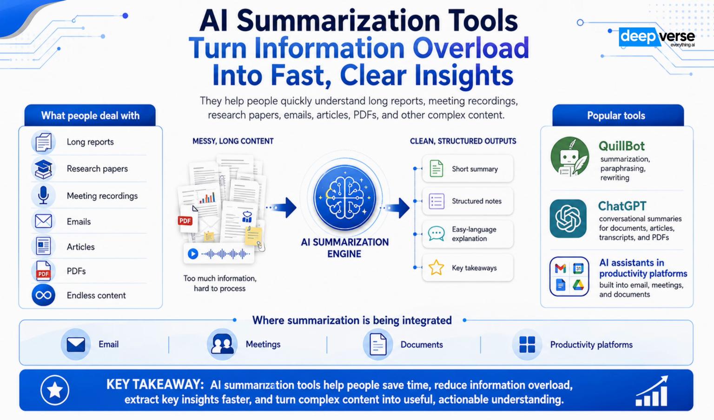Popular tools in this space include Quillbot, widely used for summarization, paraphrasing, and rewriting. ChatGPT, commonly used to summarize documents, articles, transcripts, and PDFs conversationally. And today, many AI assistants are integrating summarization directly into emails, meetings, documents, and productivity platforms.